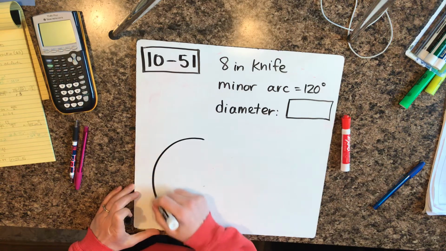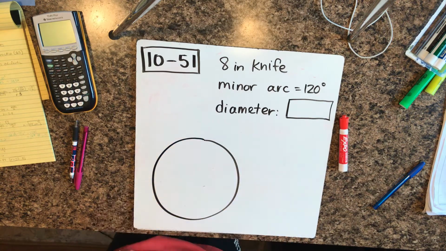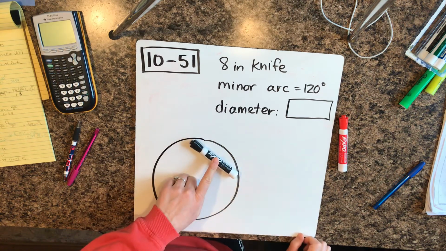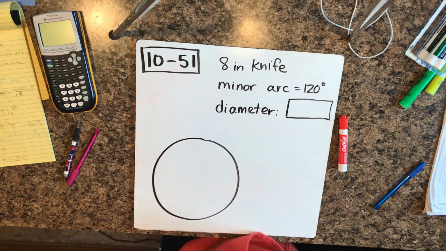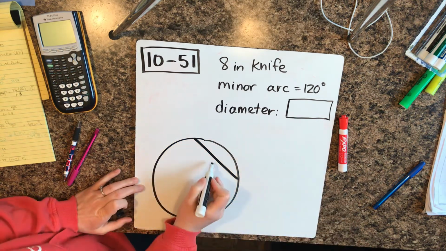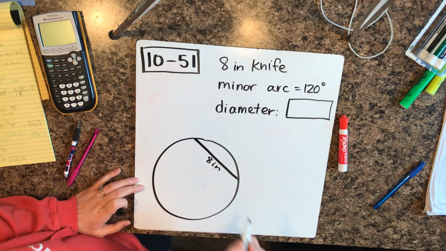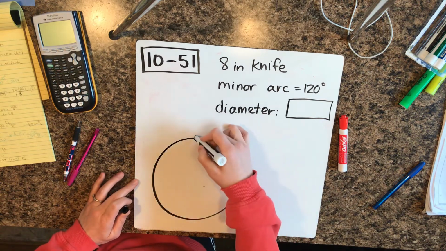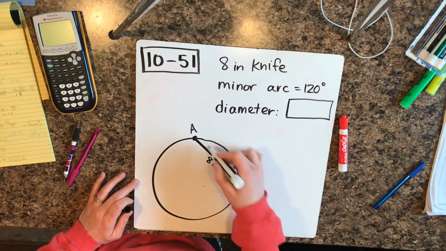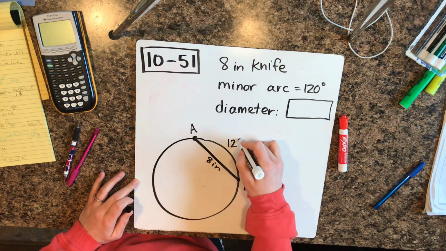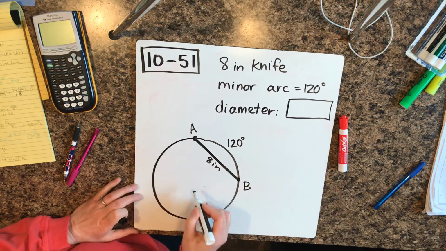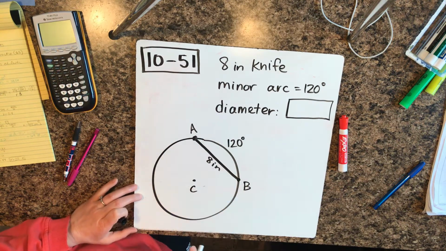So here's my circular plate. If I can picture laying a knife across it, that's not a rolling knife, that's just a chord. So I'm going to draw what the chord is, and it's saying that that chord is 8 inches total. And it says that this arc, so I'm just going to give it any letters, A to B, this arc is 120 degrees, and it's asking what the diameter is.